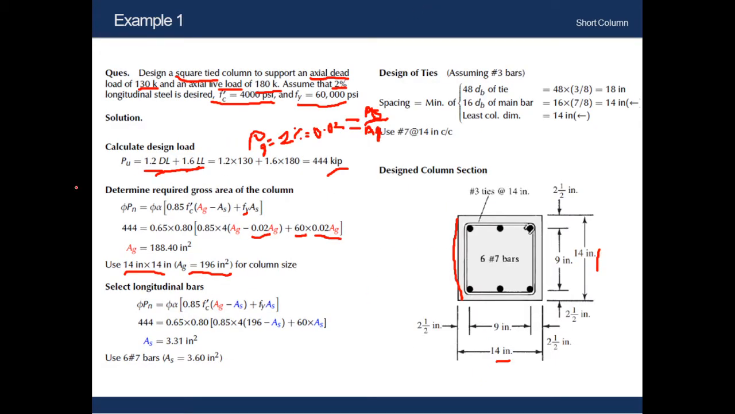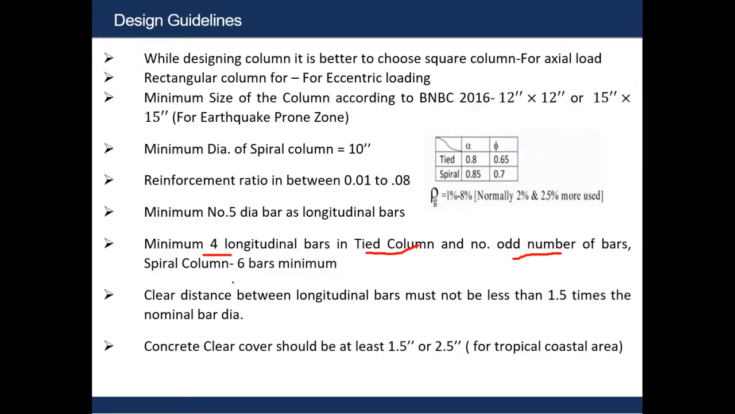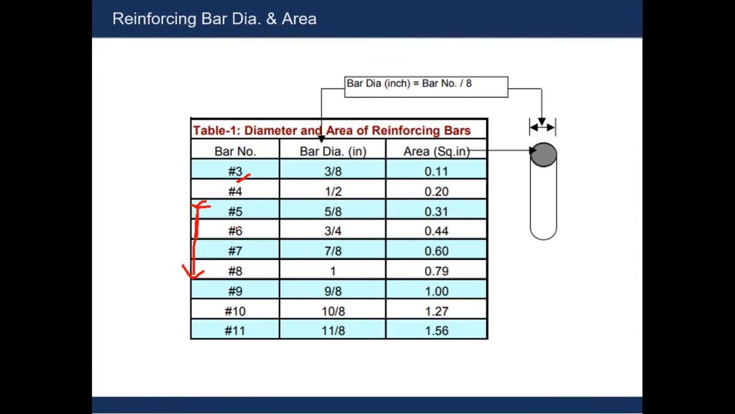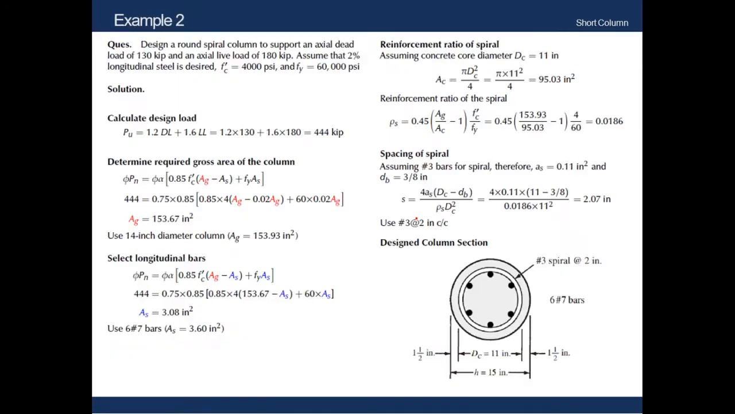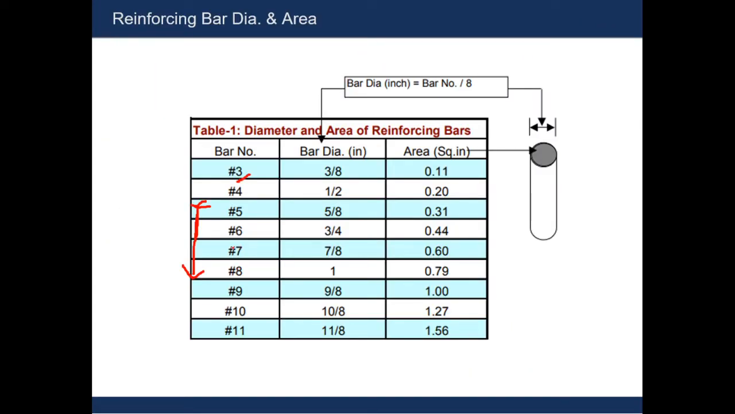So the total area is 3.31, and from the design guideline we have also seen that the minimum size of bars should be number 5. We cannot consider less than that. A minimum number 5 bar can be used, and the area of number 5 is 0.31. If we use number 5, then the number of bars should be higher, but if we use number 7 bar, its area is 0.6.